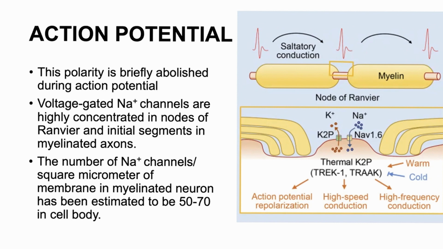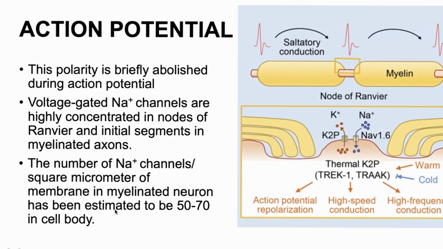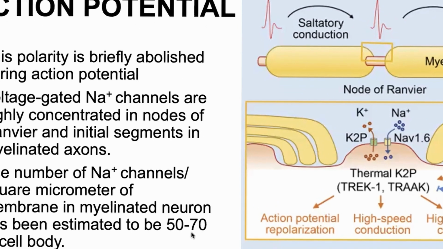And the voltage gated channels, as I said, are highly concentrated in the nodes of Ranvier and the initial segment in myelinated axons. So you tend to have a lot of sodium channels per square micrometer of the membrane in myelinated neurons, and they've been estimated to be up to 50 to 70 in the cell body.